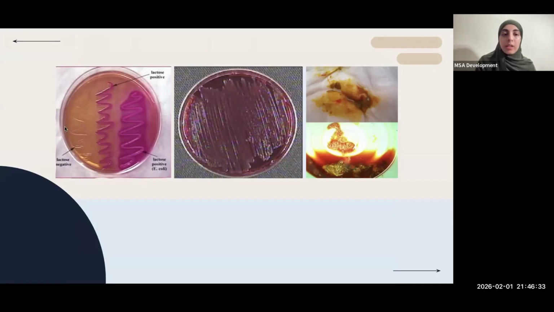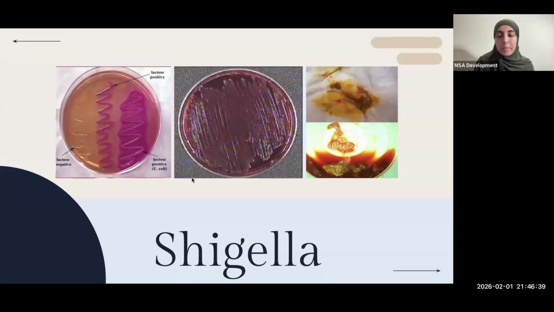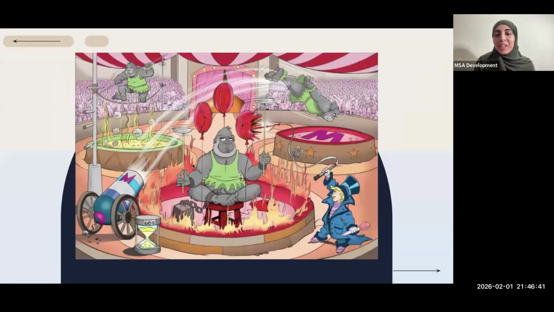We're looking at the yellow side of this culture, the lactose negative. Okay, this is Shigella. So again, back to Sketchy. This is the Sketchy picture for Shigella. I want you to remember this cannon with the M on it. I also want you to remember this stool. And yeah, we'll refer back to this picture.